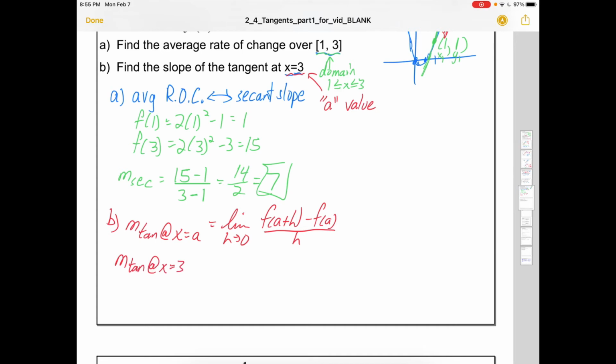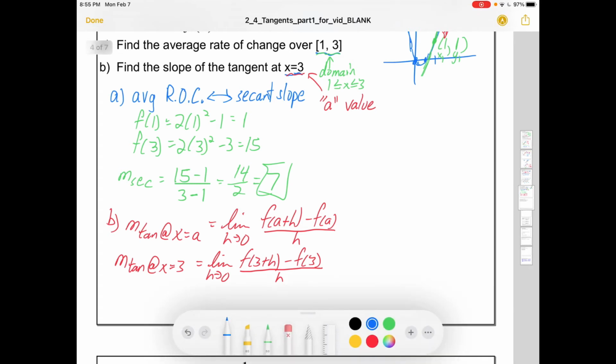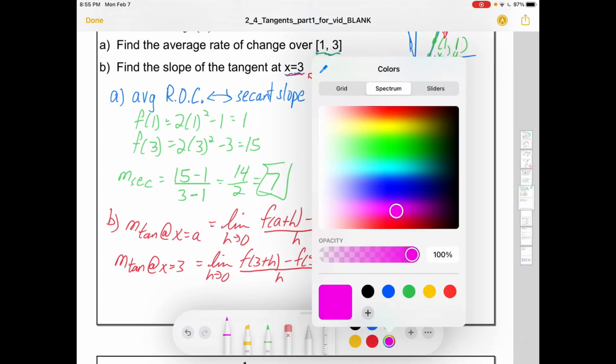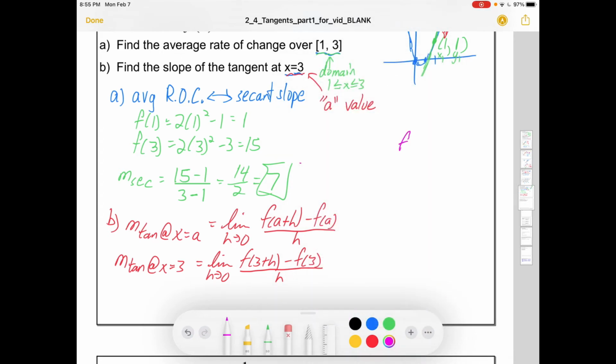At x equals 3. So that's going to be lim as h goes to 0 of f of 3 plus h minus f of 3 all over h. And what I think you should do is go off to the side and figure out what f of 3 plus h and what f of 3 are. Okay. So we actually already found f of 3. F of 3 is 2 times 3 squared minus 3, or 15.